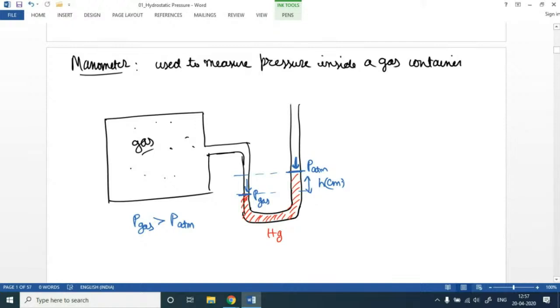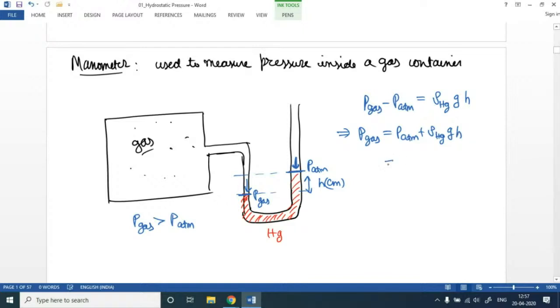We are able to measure this height h in centimeters. According to our derived result, P gas minus P atm is equal to rho hg into g into h, or the gas pressure is P atm plus rho hg into g into h. You can substitute the values and calculate the result in SI units.